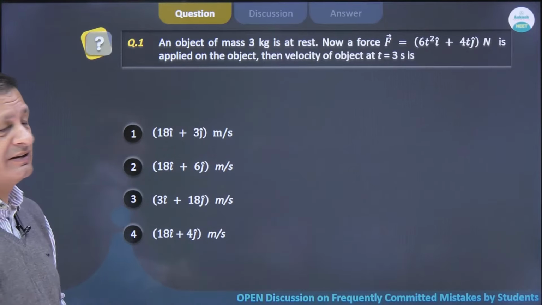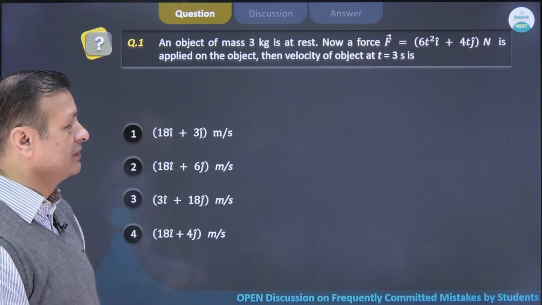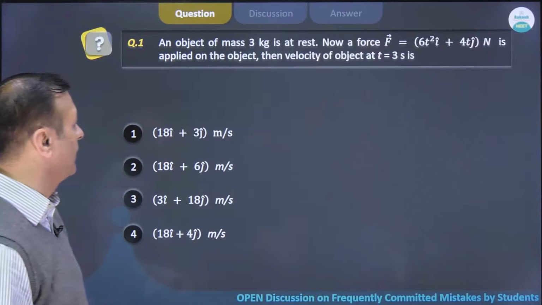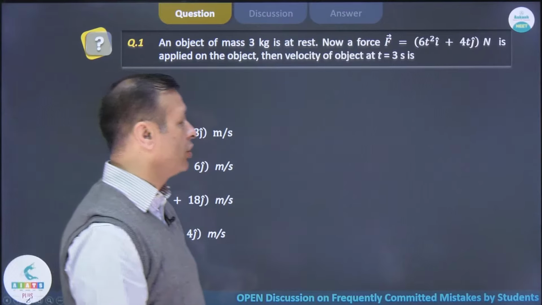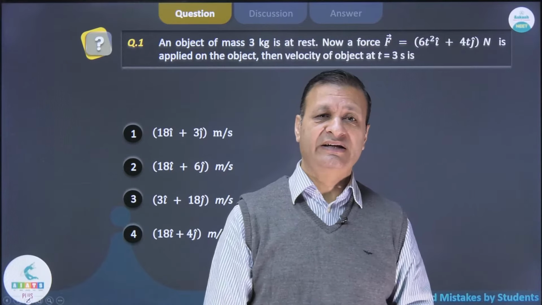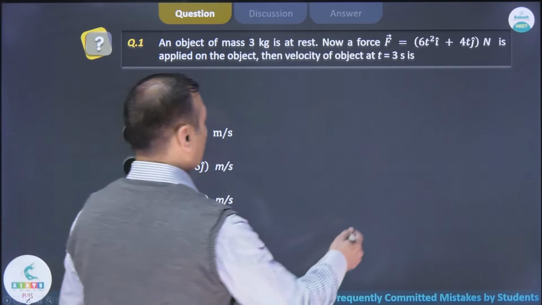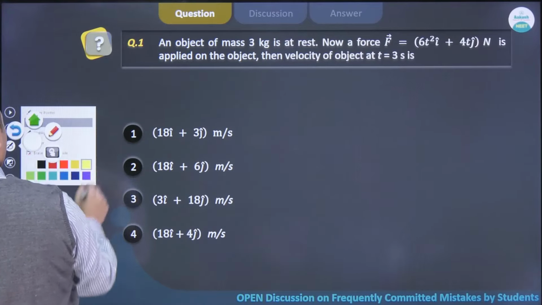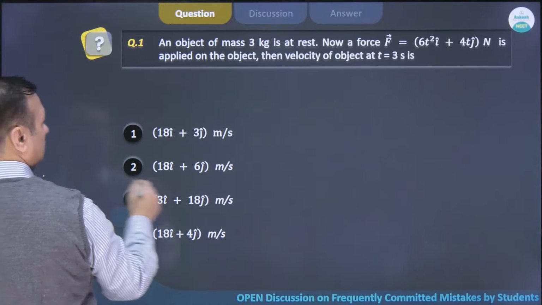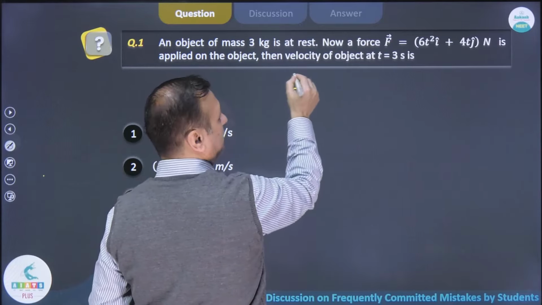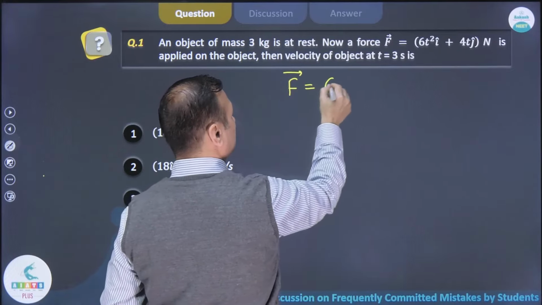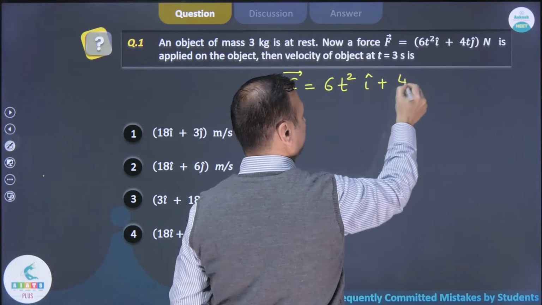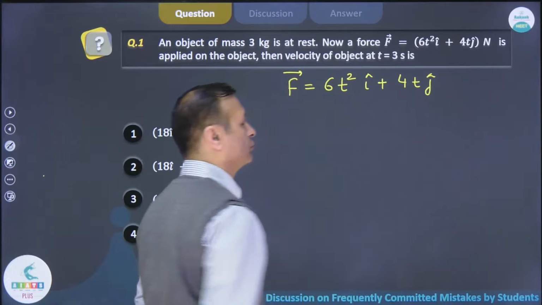So this is your test number 5, and the very first question says, an object of mass 3 kg is at rest. Now a force of 6t square i cap plus 4t j cap Newton is applied on the object. Then the velocity of the object at time 3 seconds is. Okay, now the force is given to us, so we have a force which is 6t square i cap plus 4t j cap.